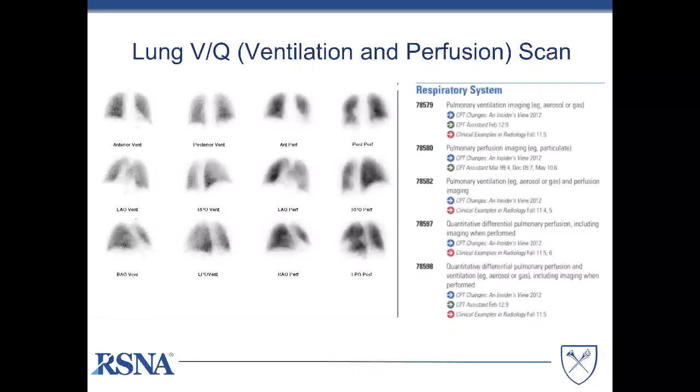Alternatively, if the patient undergoes a quantitative ventilation and perfusion scan for quantification of both pulmonary ventilation and quantification of pulmonary perfusion, for patients with lung cancer and severe obstructive pulmonary disease, or evaluation before and after lung transplantation, code 78598 would be reported. As with other nuclear radiology studies we've reviewed, CPT codes for the radiopharmaceuticals also need to be reported.